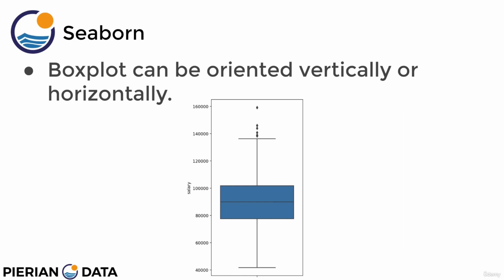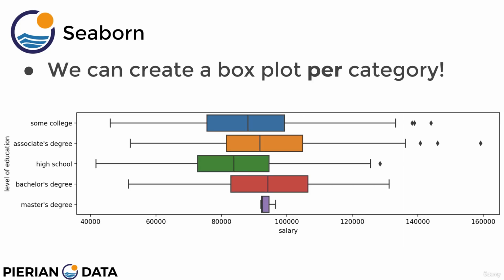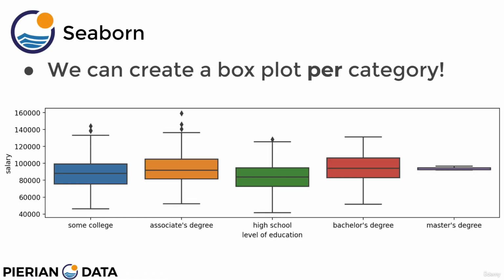Keep in mind, it can also be oriented vertically or horizontally. So then that means we can create a box plot per category. So now I'm displaying the box plots for all the levels of education. And now I can directly compare distributions across categories. Note I could also flip this so that the actual categories are on the x-axis and the y-axis is going to be the continuous variable that I want the distribution for.